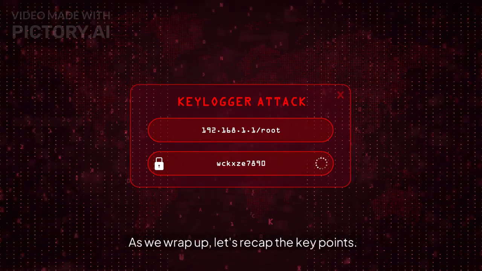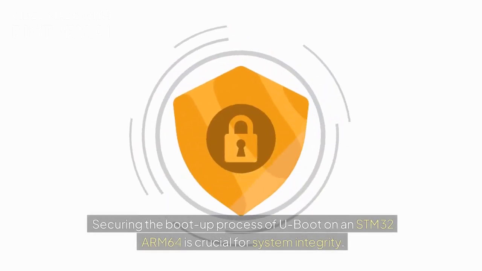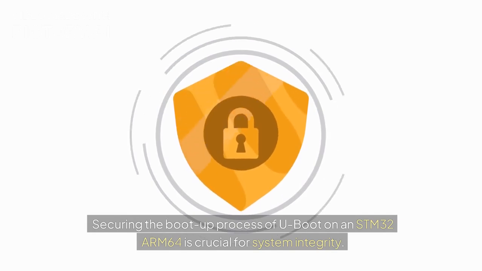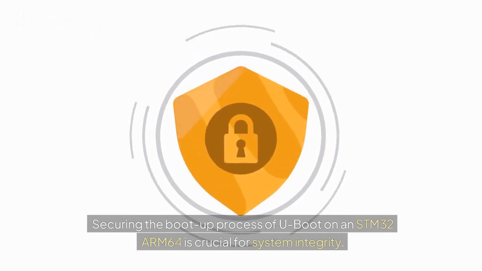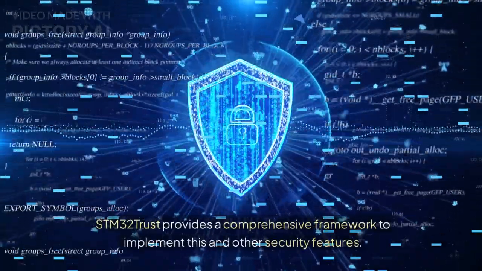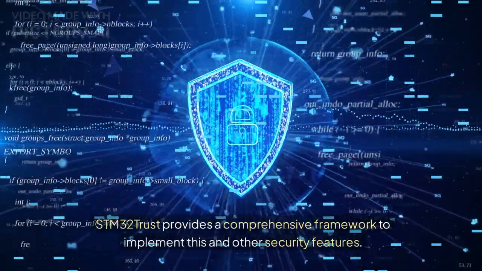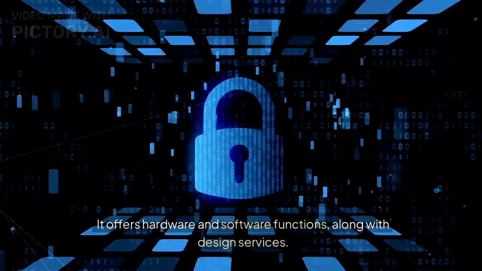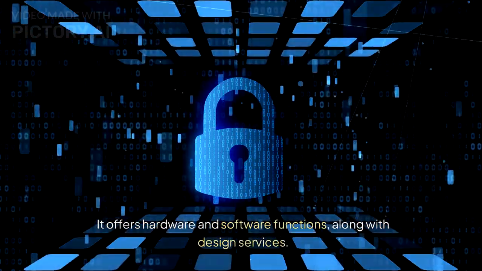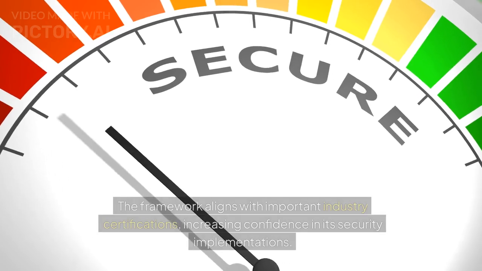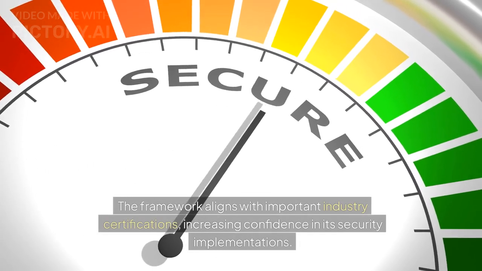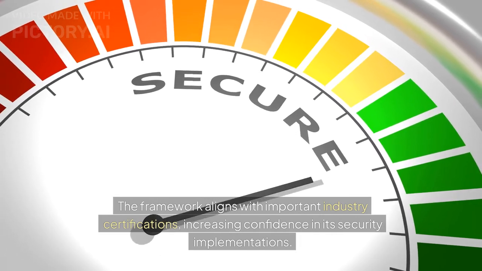As we wrap up, let's recap the key points. Securing the boot-up process of U-Boot on an STM32 ARM64 is crucial for system integrity. STM32 Trust provides a comprehensive framework to implement this and other security features. It offers hardware and software functions, along with design services. The framework aligns with important industry certifications, increasing confidence in its security implementations.